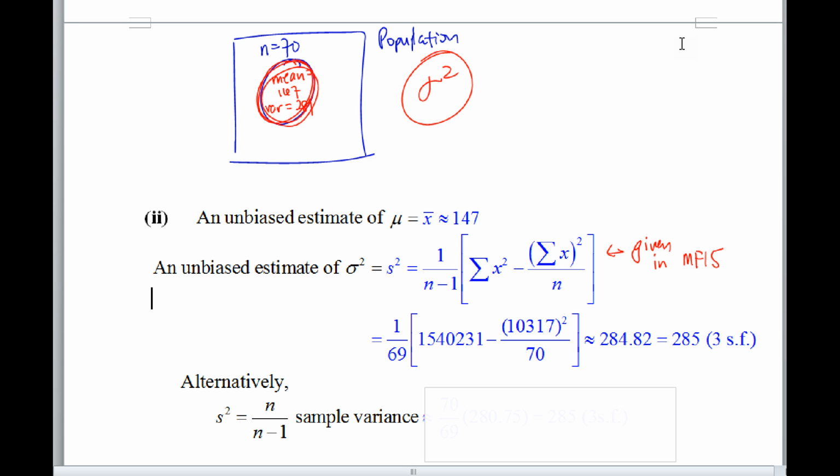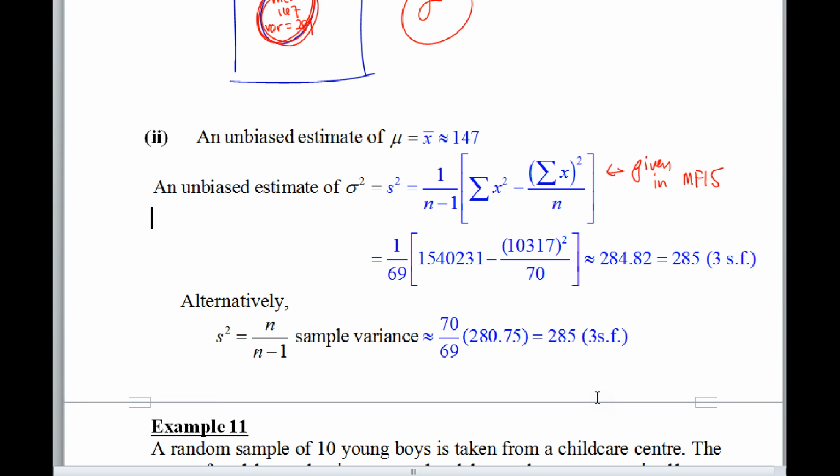If you are lazy, you can make use of this. I do not expect all of us to remember this, to be very honest. Actually, I don't expect, but it can be easily derived. That means you have actually found sample variance earlier, 281. Correct? All you need to do is to take 70 over 69 times 281. Follow? I don't expect all of us to remember, but if you want to use it, you can also use it. Correct?